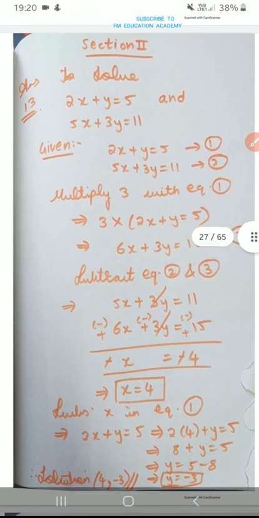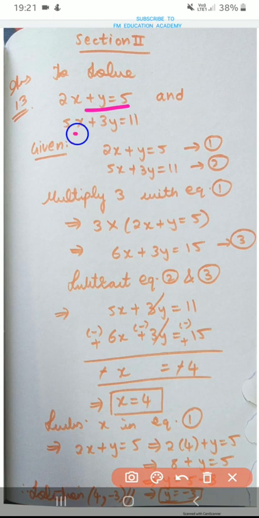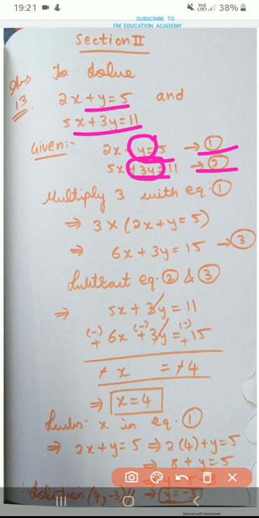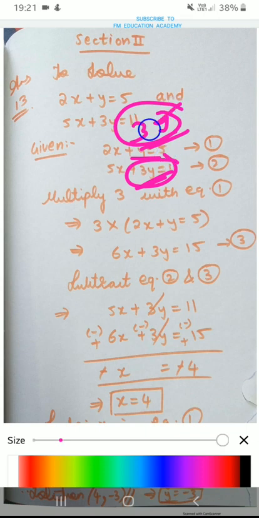So what are the equations given to us? The equations are 2x plus y is equal to 5 and 5x plus 3y is equal to 11. So let this be equation 1, let this be equation 2. Now what is elimination method? If I make any one variable equal in both equations, then I can subtract those two equations and that variable will get cancelled. So here, in my first equation, 3y is not there. If I multiply this with 3, it becomes 3y. And in the second equation already 3y is there. So if I subtract, both will get cancelled.